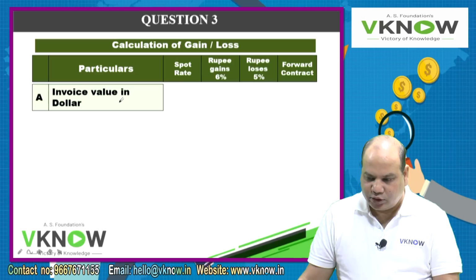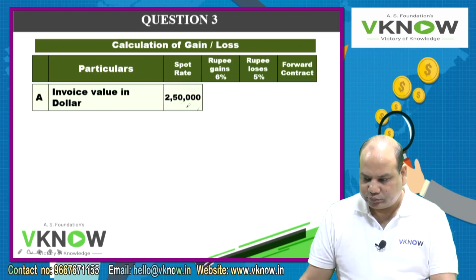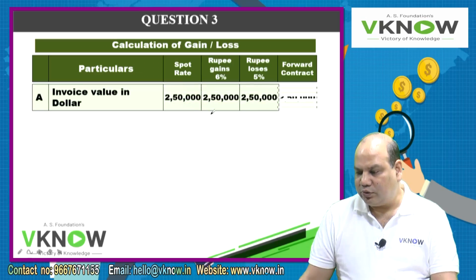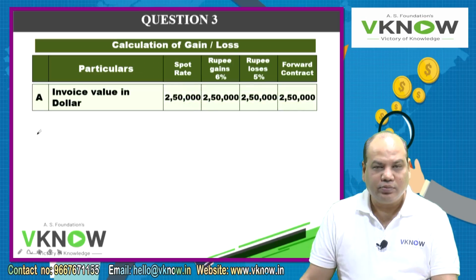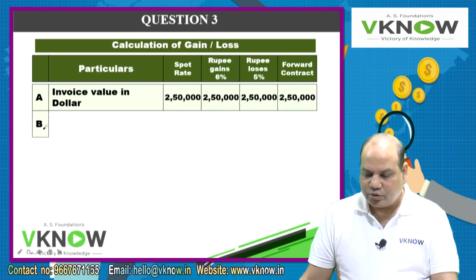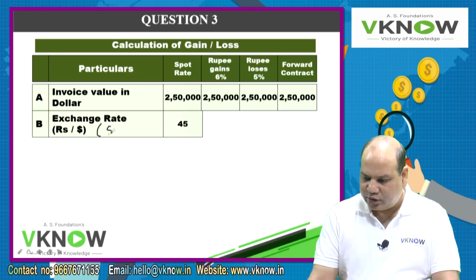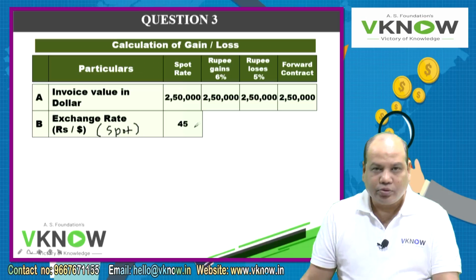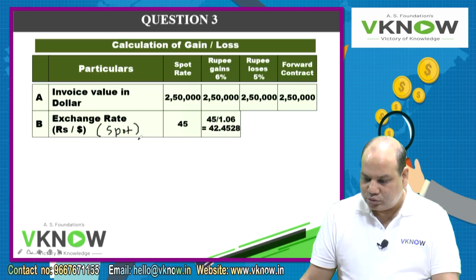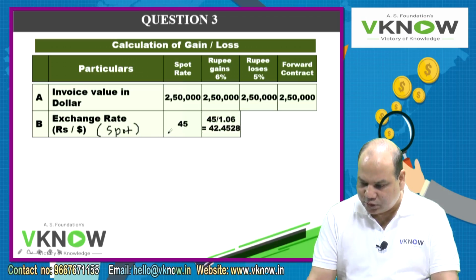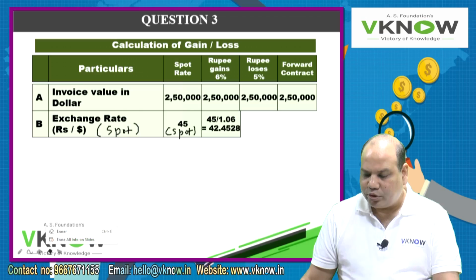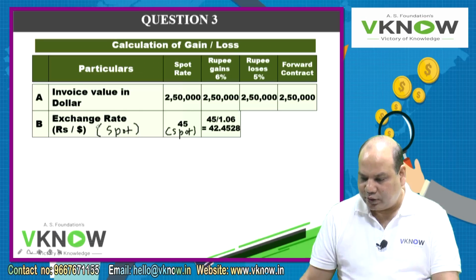First point A, write down invoice value in dollar. Invoice value in dollar 2,50,000 4 times, and then point B, spot exchange rate. Rupees per dollar. That is also, so this is spot, others we have to compute. Write spot here. Spot exchange rate 45.